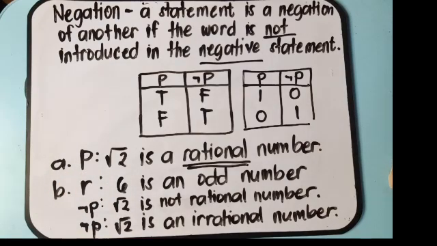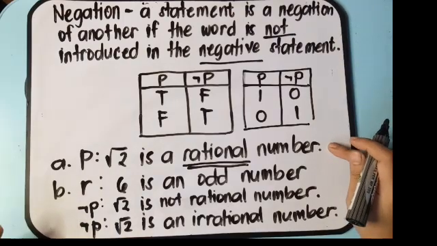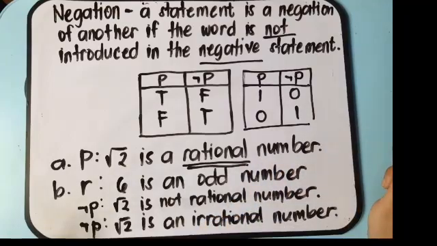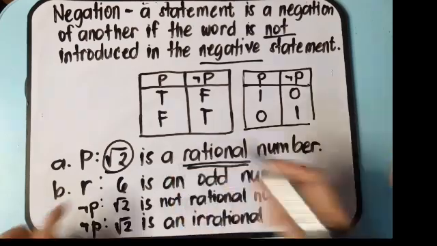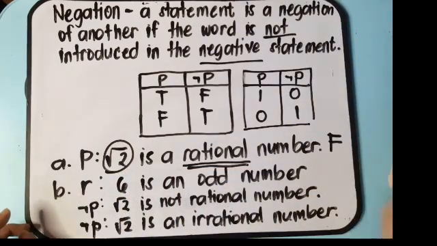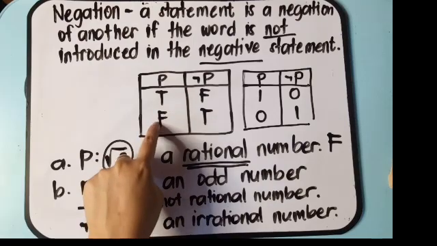So, now, let's first identify the truth value of the proposition P. Square root of 2 is a rational number. Is it true or false? Okay, so square root of 2 is not a rational number, class. Therefore, the truth value of P is false. Okay? F po yan. F yun sa proposition natin.